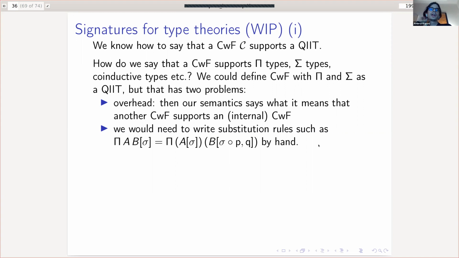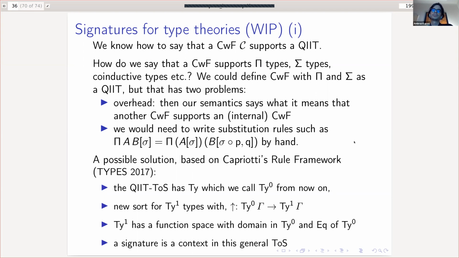But a more serious issue is that there's lots of boilerplate involved. When we describe type theory as a QIIT, we need to write all the substitution laws by hand. And there is an old solution by higher order abstract syntax, which was analyzed by Martin Hofmann in the 90s with presheaf models, which avoids having to state the substitution laws all the time. There's also Paolo Capriotti's rule framework, which he presented at Types 3 years ago, which is very similar to this theory of signatures approach.